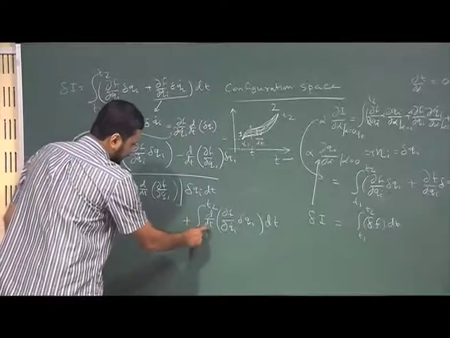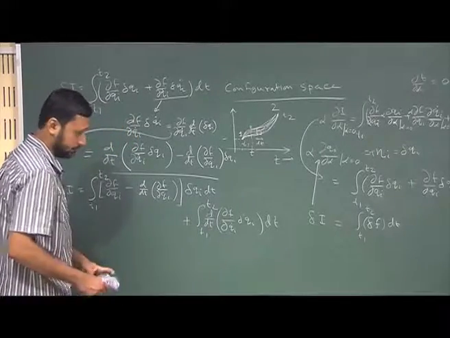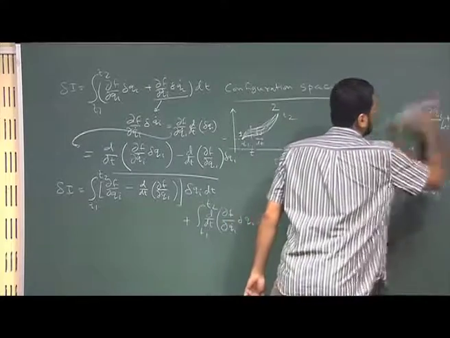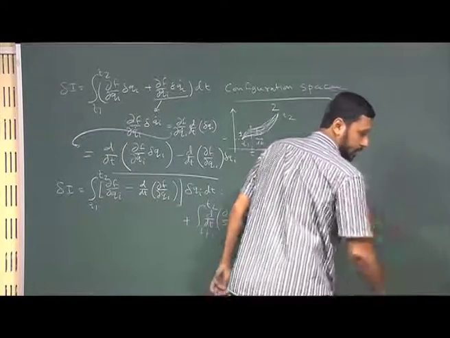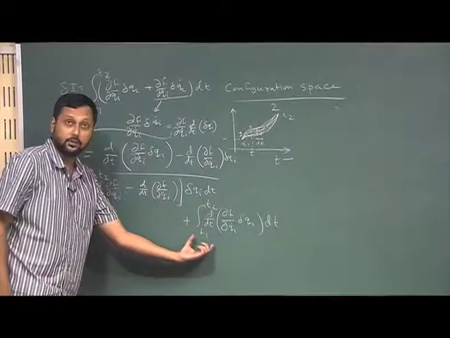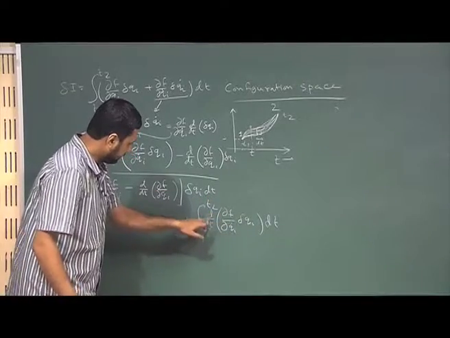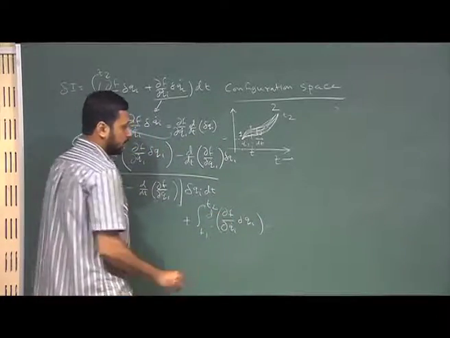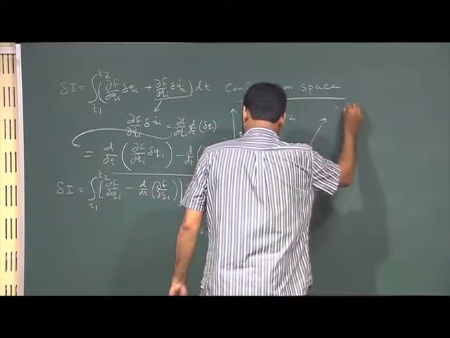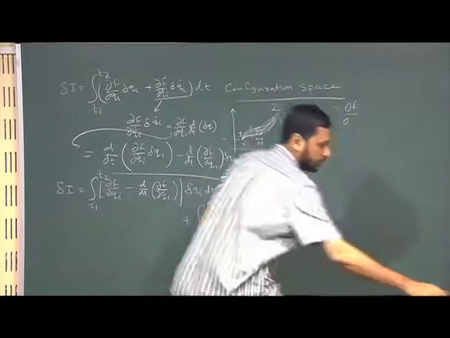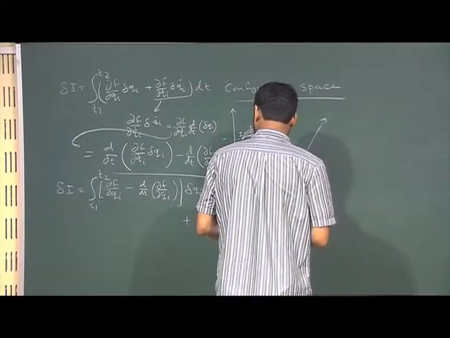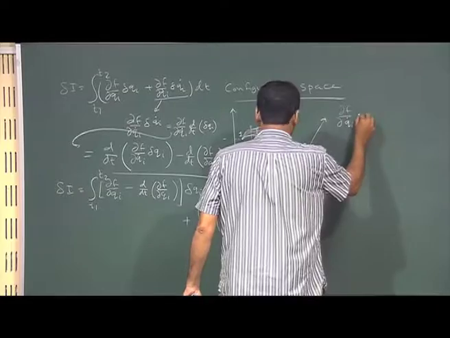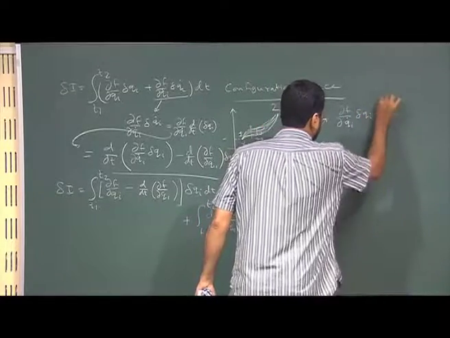Now, this term is a total time derivative term. So, if I just focus on this term now, this is a total time derivative, so we can get rid of dt. The integration of d of this term will give you del f del qi dot delta qi between 1 and 2.